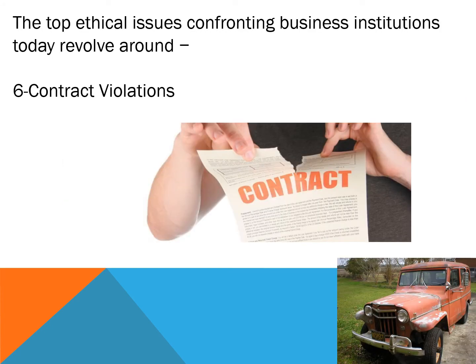Another top ethical issue confronting businesses today revolves around contract violations. People may have contracts with their employees to pay them at certain rates. They may have a union contract to deal with all the employees a certain way. They may get around some of these by hiring temporary employees instead of regular full-time employees. All kinds of ways to get around paying these promised wages. The same may be true in profit sharing agreements. The same may be true in bonus agreements.